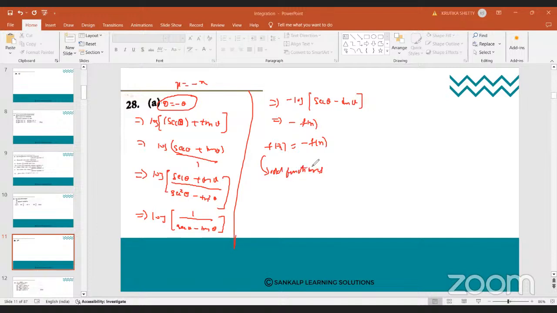And for odd functions, we know the property that the integral from minus a to a of f of x dx is equal to 0. So directly this answer will be equal to 0. So option A, that is 0, will be the right answer. Again, this is based on the property of definite integrals. You can see maximum questions have occurred based on the properties of definite integrals.